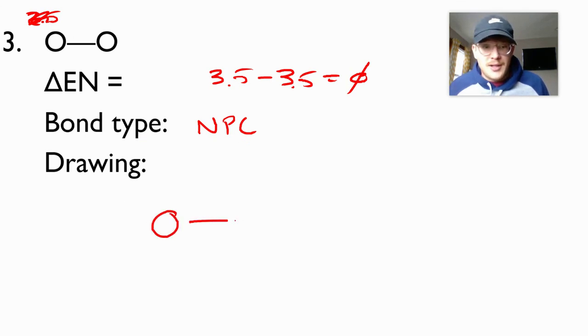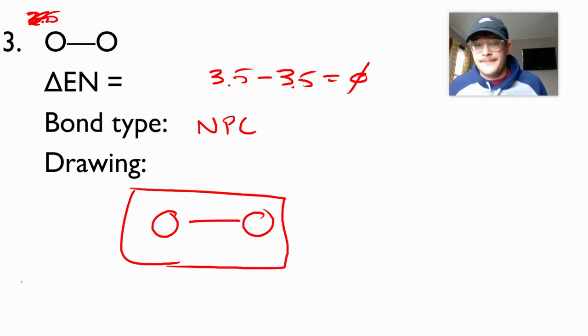And what would the drawing be? There would be no charge distribution. Okay? So anytime you have an element bonded to itself, that's an absolutely equal match. It's going to cancel itself out. You take both of their electronegativity, subtract them, it's going to be 0. Bond type is going to be nonpolar. There's nothing to draw.